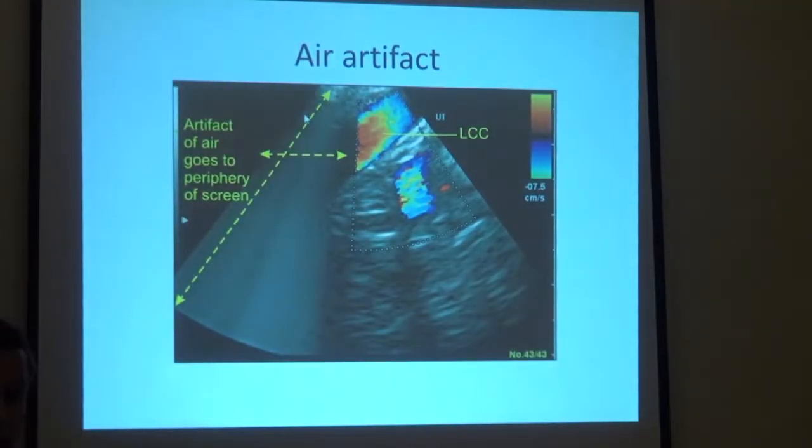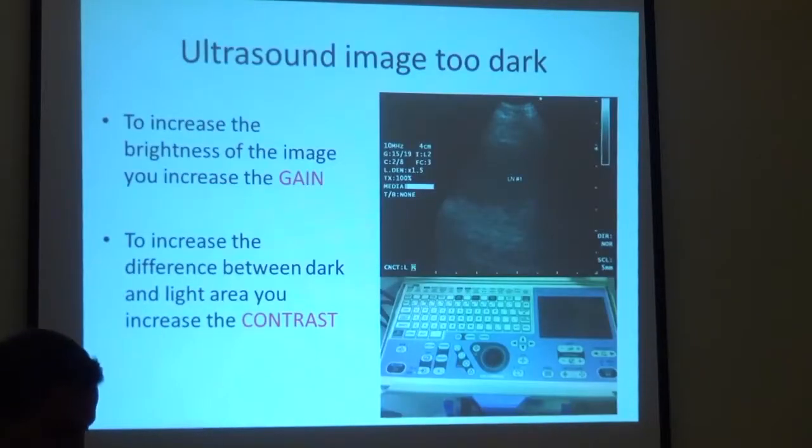The last and very common artifact is the air artifact. It's basically because you don't have good opposition. So if you're, for example, on the side of the airway and part of the ultrasound is against the wall and the other part is still dangling in the air, that's what you're going to see. Okay, so this is called air artifact, and all you need to do is to inflate your balloon again. So the balloon is the best friend here to get past all these artifacts.